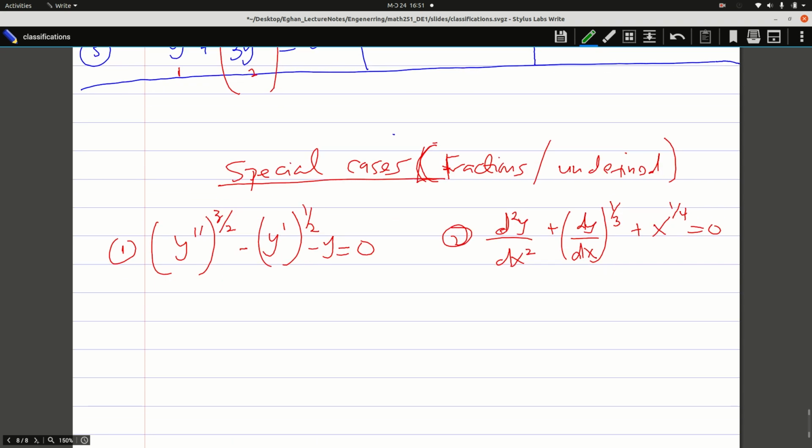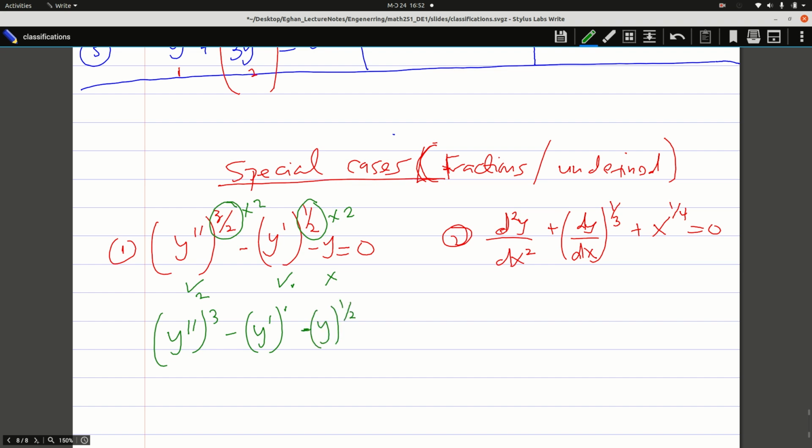In example 1, I can easily tell the order. This is not part. I have a derivative, you have a derivative here. The highest derivative here is 1, here is 2, so order 2. But the degree cannot be 3 over 2 because I see 3 over 2 here. No, there are fractions that need to be catered for. So to do away with the fractions, I can multiply through by 2 on both sides of the equation. If I do that, then I have y double prime cubed minus y prime raised to the power 1, which I don't write, is minus y to the power half.